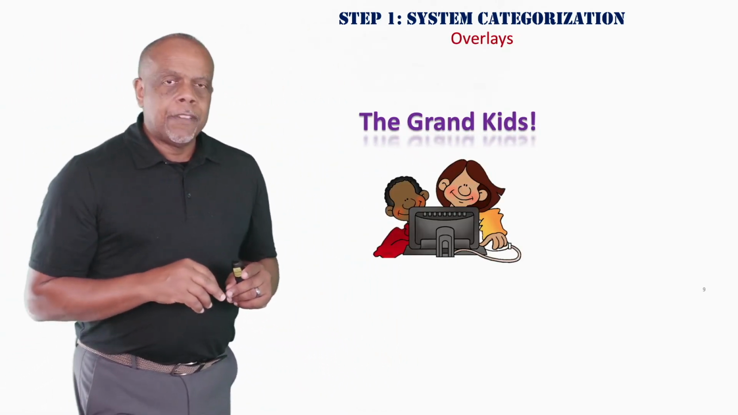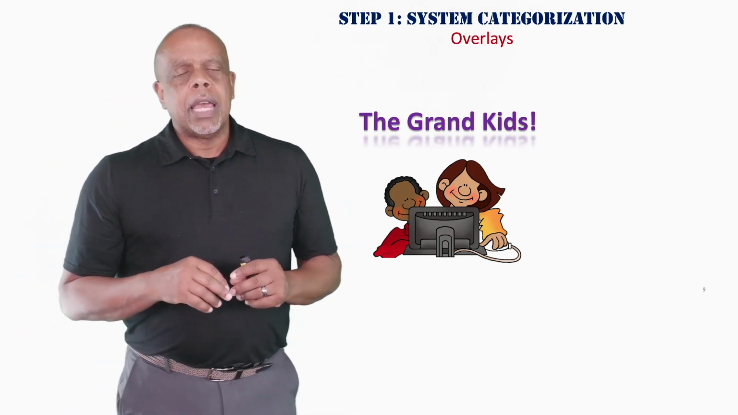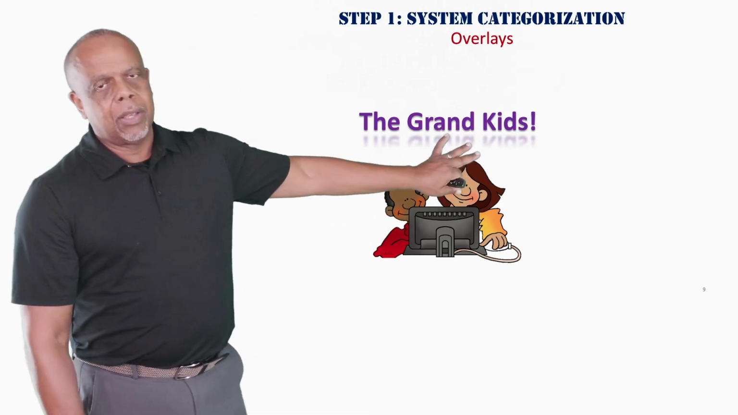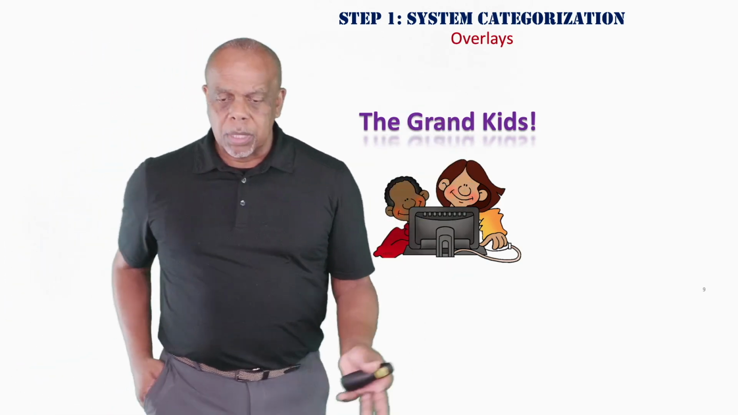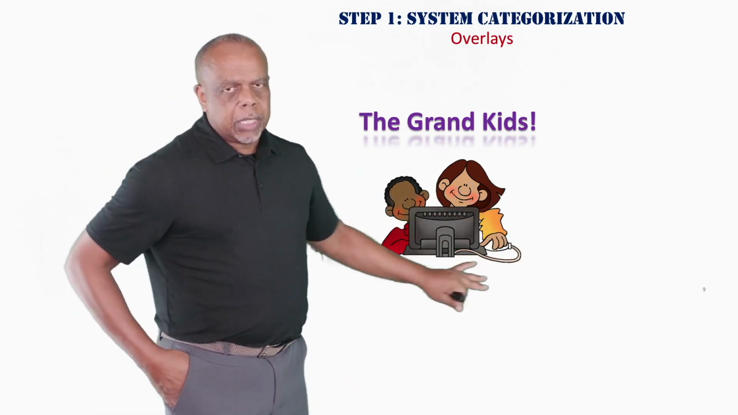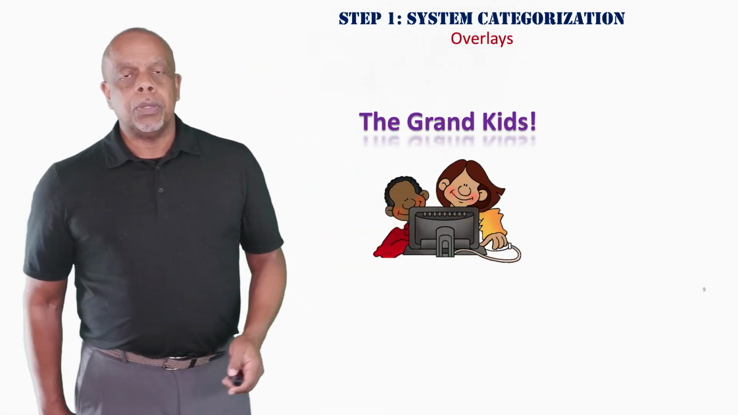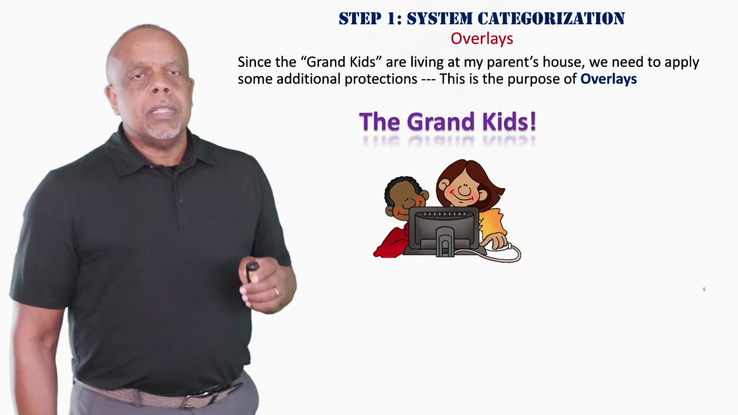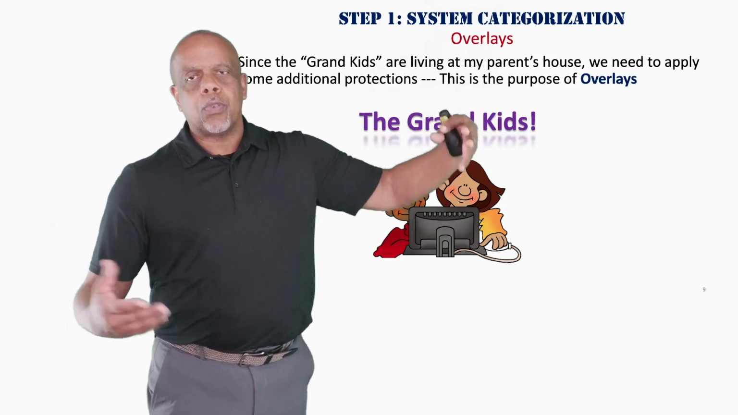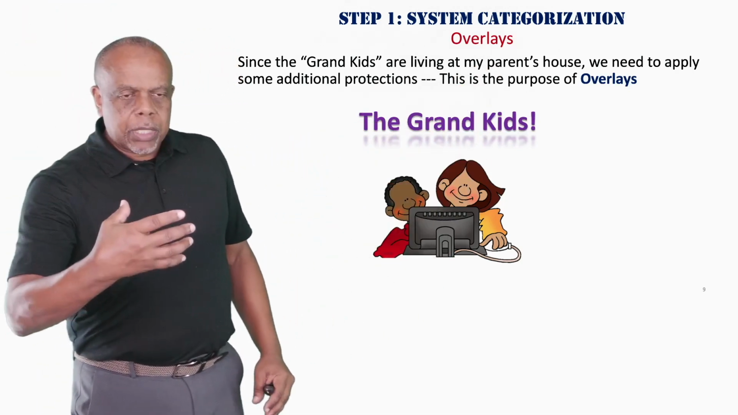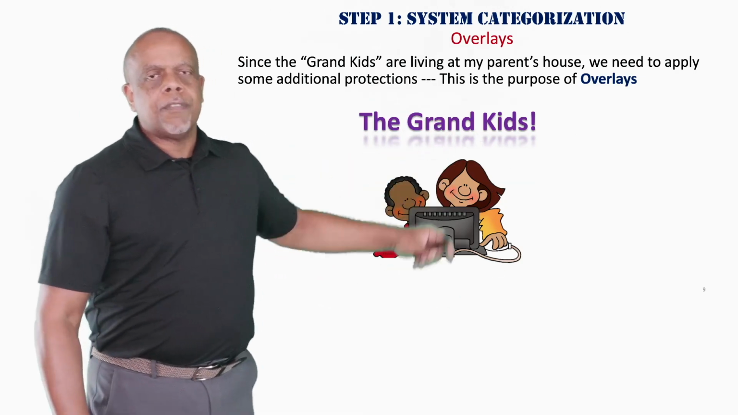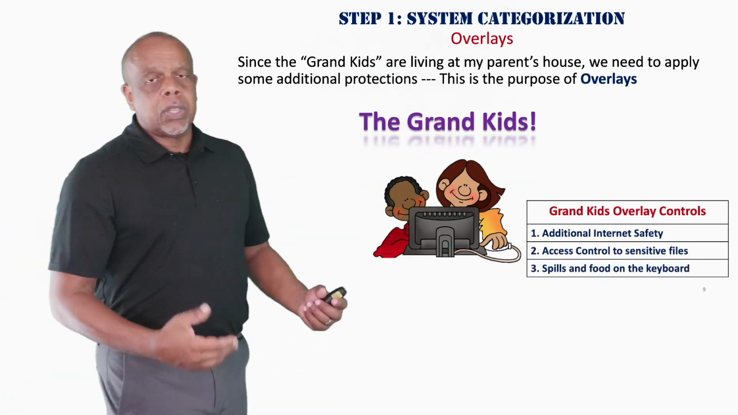Well, I found out that my sister's kids are now living with my mom and dad. So yes, my mom and dad now have grandkids in the house. So what do you think comes along with having a 6 and a 9-year-old grandkids in the house with respect to a new computer? Well, we have to apply some additional protections. That's the purpose of an overlay. It shows that now we've done the categorization, but there are some additional things we need to add because there's something unique in this environment.